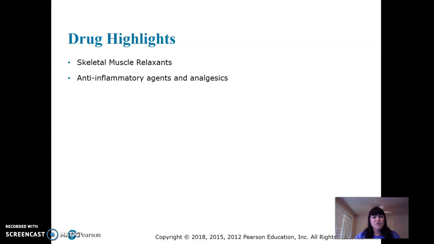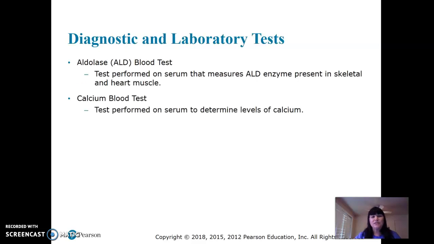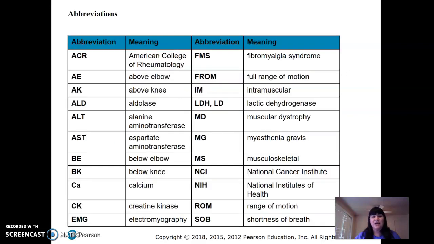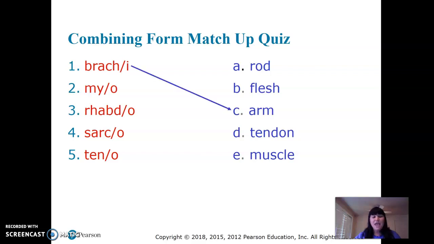And skeletal muscle relaxants, some of the drugs, diagnostic tests. So you guys can read about the diagnostic tests, some abbreviations. You guys can read about that. And then that finishes up the chapter.